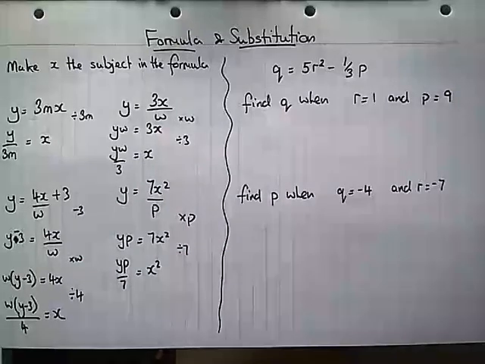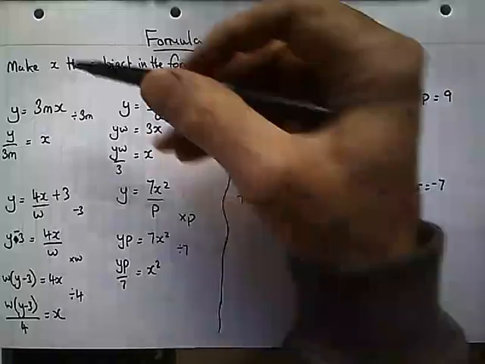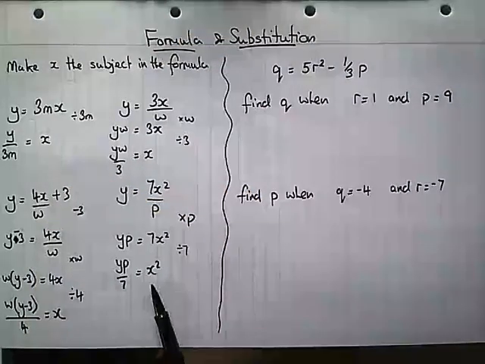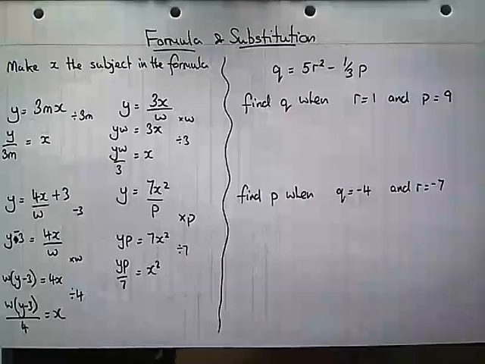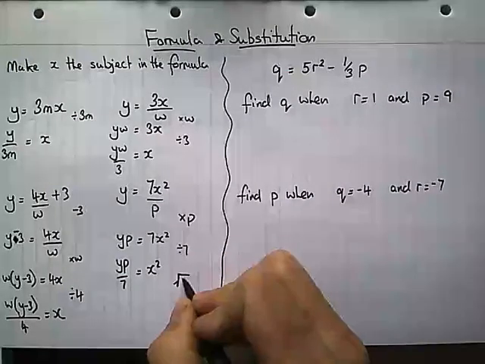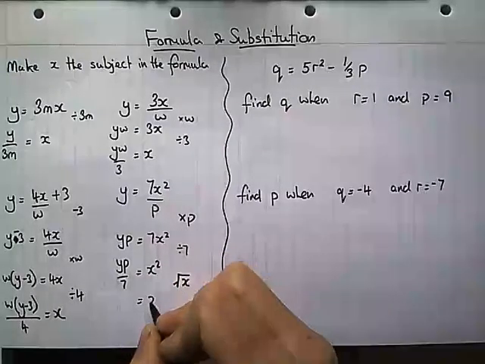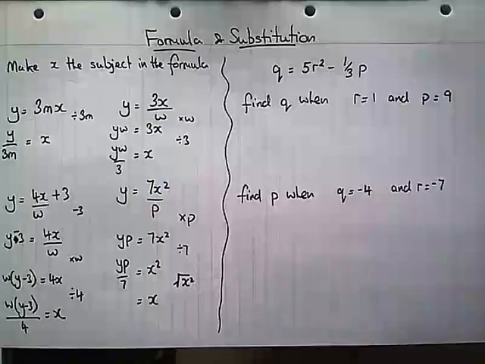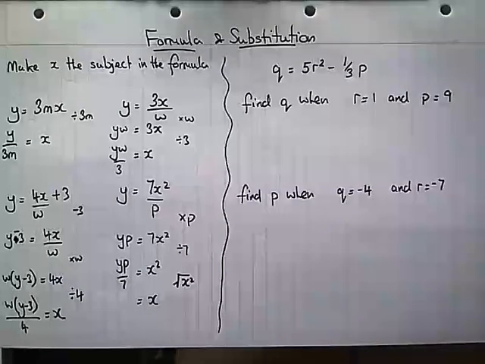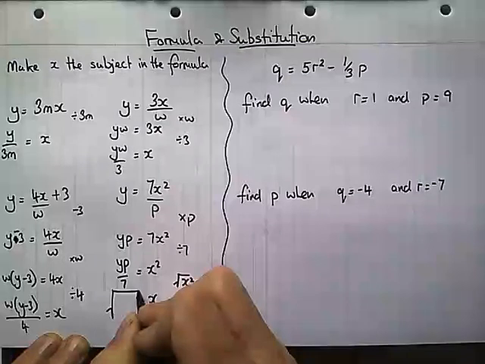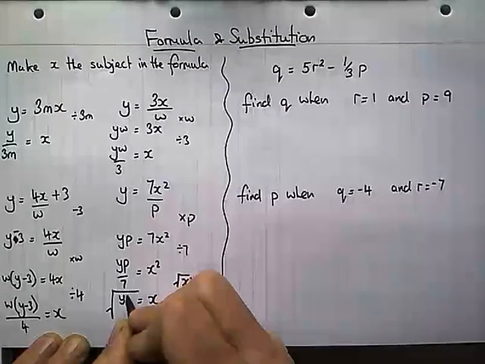Now, I don't want x squared, I want x. I want to make x the subject. So I need to undo the x squared by square rooting everything on both sides. So I get left with the square root of x squared, which is x, but then I must square root the whole of the right hand side. So it's a big square root over yp over 7.